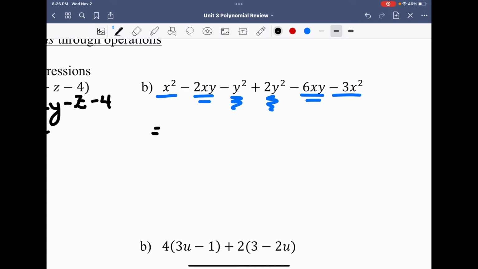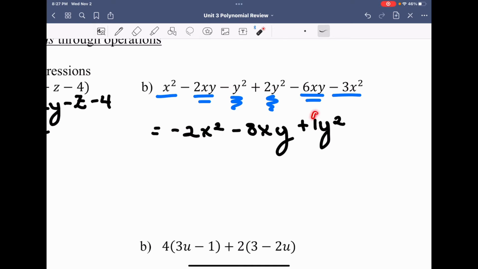When I combine the like terms, x squared minus 3x squared is negative 2x squared. Negative 2xy minus 6xy is negative 8xy. Negative y squared plus 2y squared is positive 1y squared. Now, if you write in the 1 here, that is totally fine. There's nothing saying you can't do that. A lot of the times the answers won't be written with that 1, but if you write this 1 in, it is still correct here.